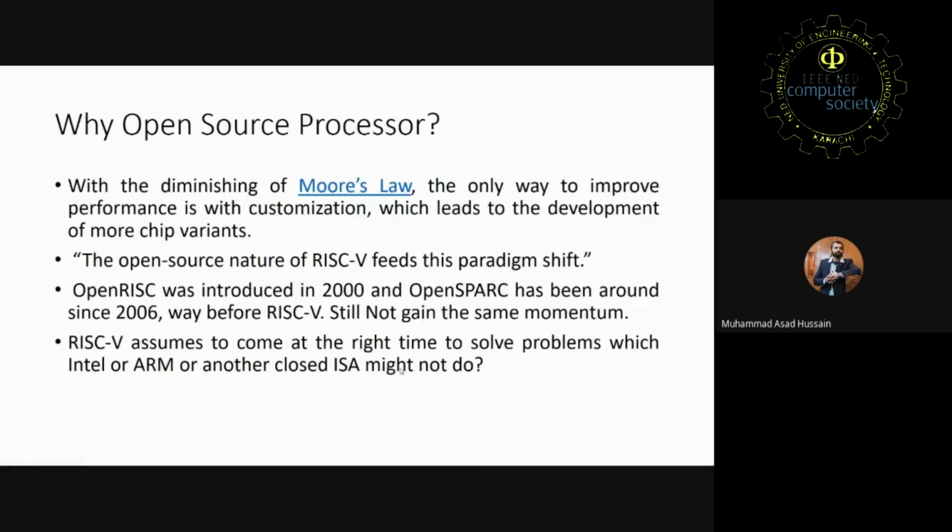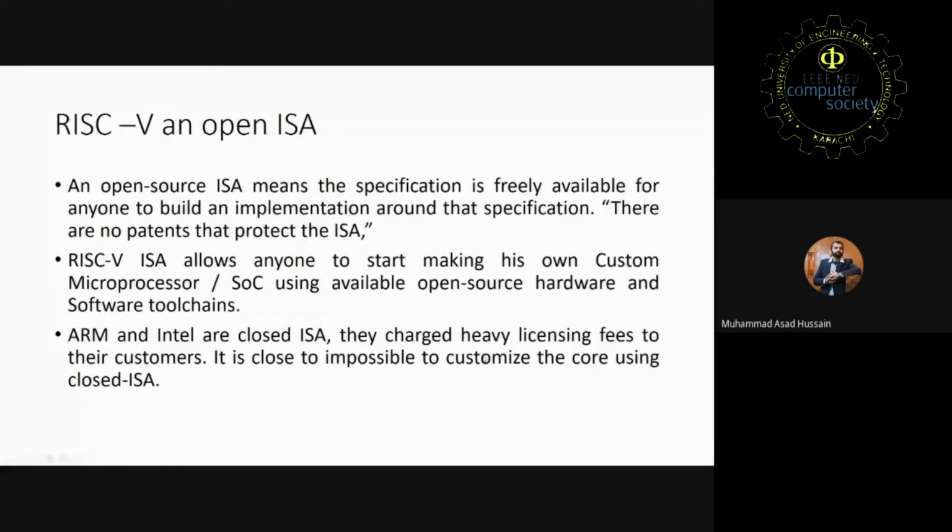So what RISC-V does, RISC-V introduces a paradigm shift in customizing the hardware. They introduced an instruction set architecture that is open to use, and anybody from anywhere in the world can use this architecture and develop their own processors, their own cores, and their own SoCs as well. RISC-V is an open source instruction set architecture. It's freely available to anyone to build any implementation around that specification.